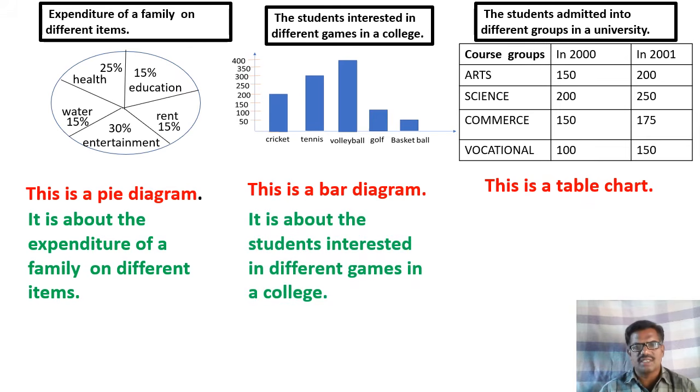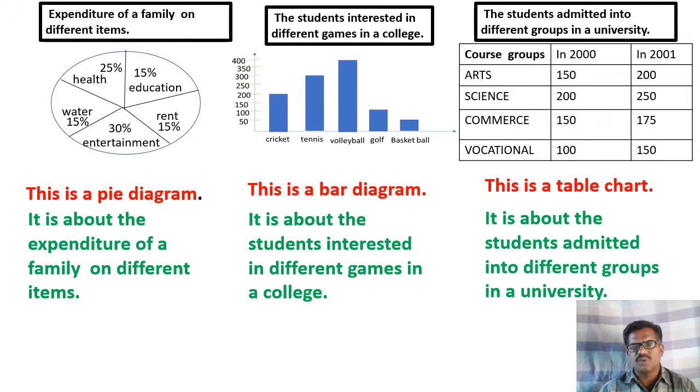Here also we write the heading of the diagram. It is about the students interested in different games in a college. Here also we write the heading of the table chart. That is, it is about the students admitted into different groups in a university.